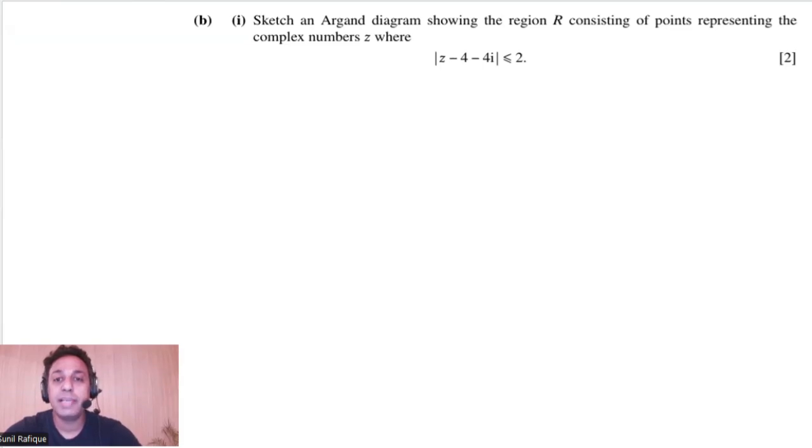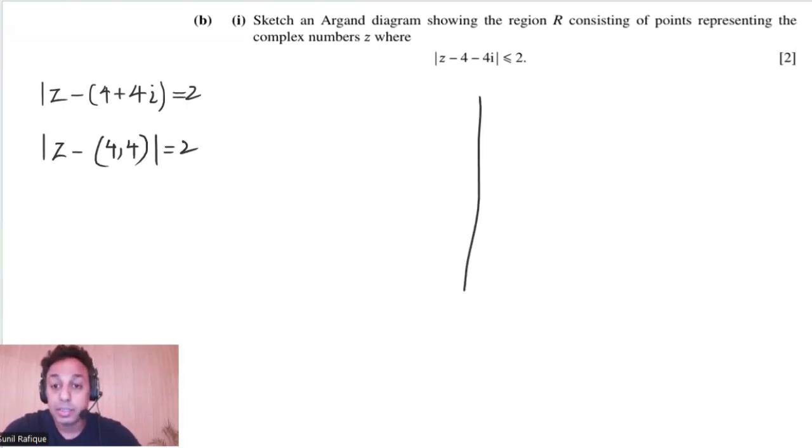So this is part B. And first part of it, sketch an Argand diagram showing the region R consisting of the points representing the complex number z, where z is this thing. Well, by now, I believe you know that this is a circle. Factorize the negative, make the right form. So this is going to be |z - (4 + 4i)| = 2. For sketching sake, I can just use this thing. Minus a 4, 4. That's the center of the circle and radius is 2.